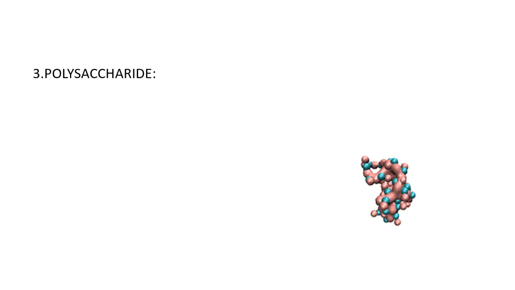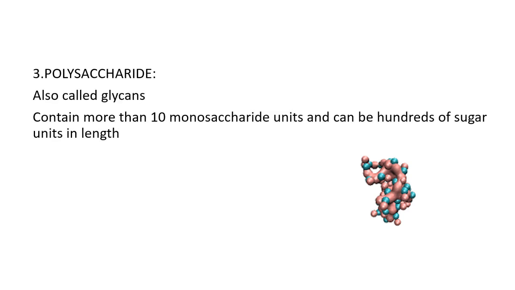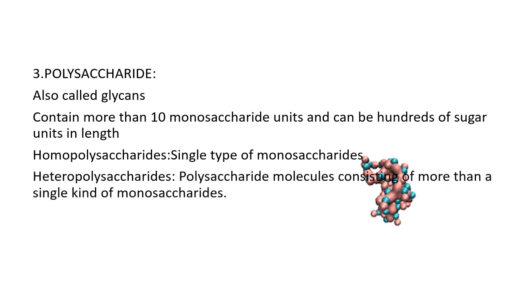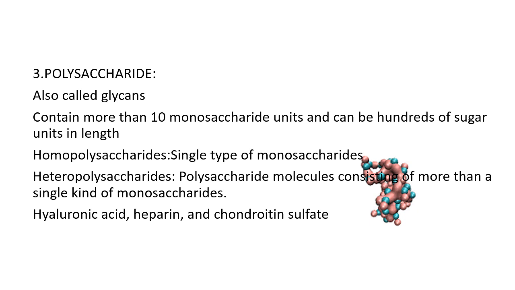The next comes the polysaccharide. This is also called glycans. This contains more than 10 monosaccharide units, and they can be hundreds of sugar units in length. There are two types again: homopolysaccharides, with a single type of monosaccharide, and heteropolysaccharides, polysaccharide molecules consisting of more than a single kind of monosaccharide. Examples: hyaluronic acid, heparin and chondroitin sulfate.